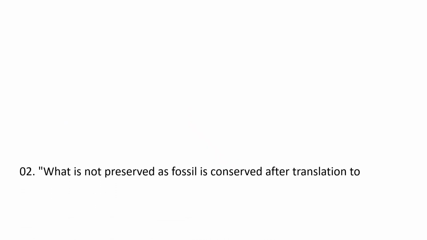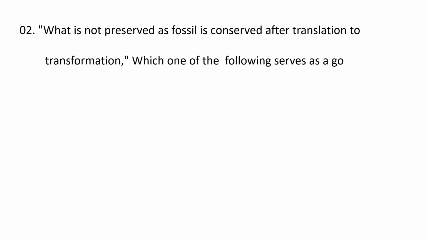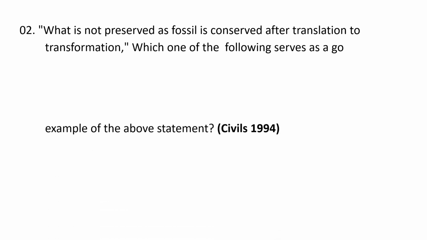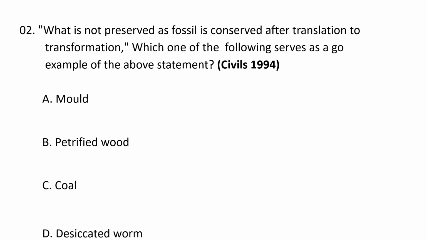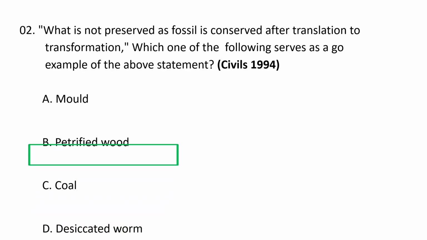Next question. What is not preserved as fossil is conserved after translation or transformation. Which one of the following serves as an example of the above statement? A. Mold. B. Petrified wood. C. Coal. D. Desiccated worm. The correct option goes as B.